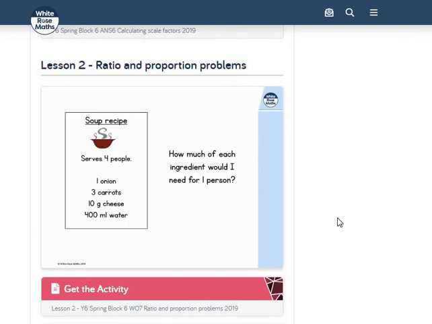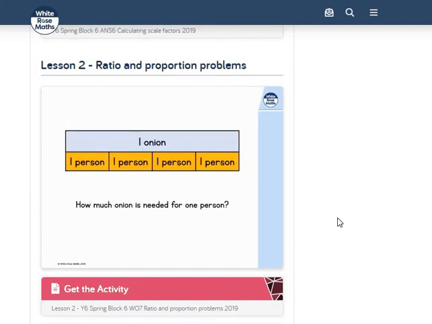Okay. How much of each ingredient would I need for 1 person? Again, if you want to pause the video, have a go for yourself, that's absolutely fine. If not, we're going to carry on. So then, if 1 onion serves 4 people, how much onion is needed for 1 person? Well, if I can visualize splitting that onion into 4 equal parts, each person would need 1/4 of an onion.